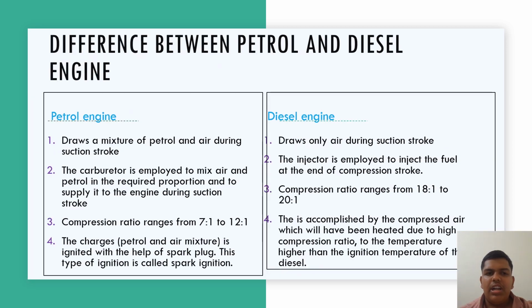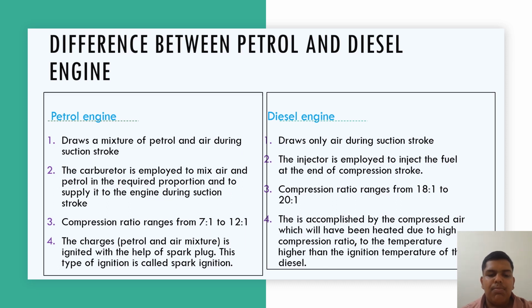Difference between petrol and diesel engines. A petrol engine draws a mixture of petrol and air during the suction stroke. A diesel engine draws only air during the suction stroke. Petrol engine: the carburetor is employed to mix air and petrol in the required proportion and supply it to the engine during the suction stroke. Diesel engine: the injector is employed to inject the fuel at the end of the compression stroke.